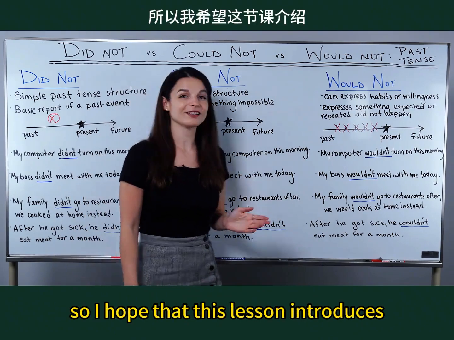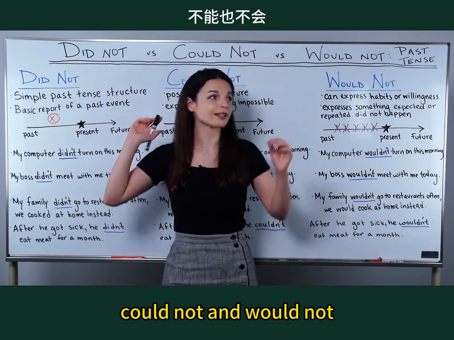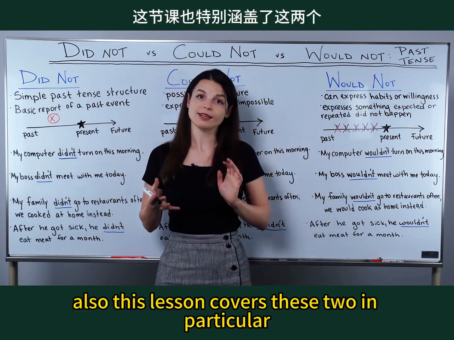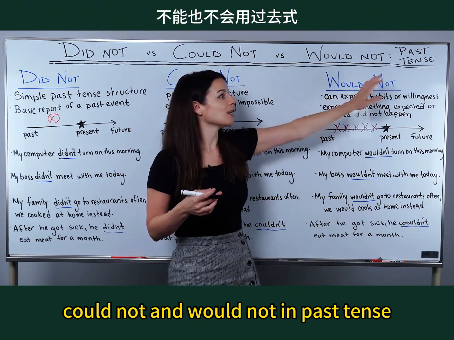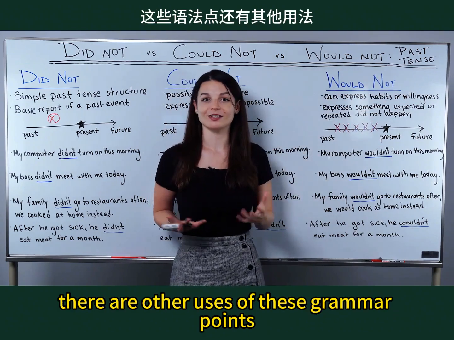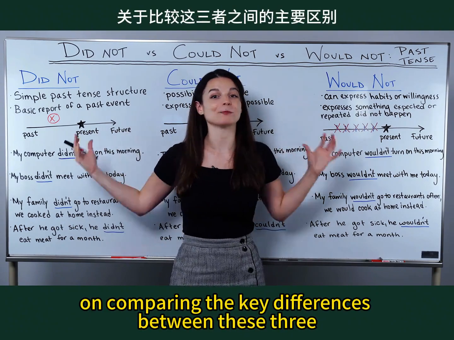So, I hope that this lesson introduces some differences between did not, could not, and would not. Also, this lesson covers these two in particular, could not and would not, in past tense. There are other uses of these grammar points, but I wanted to focus on comparing the key differences between these three in this lesson.